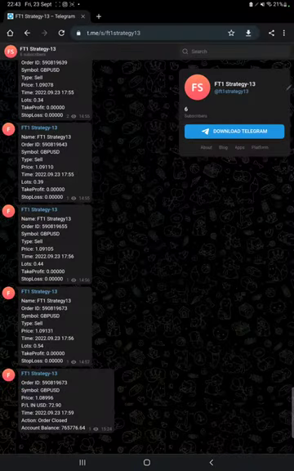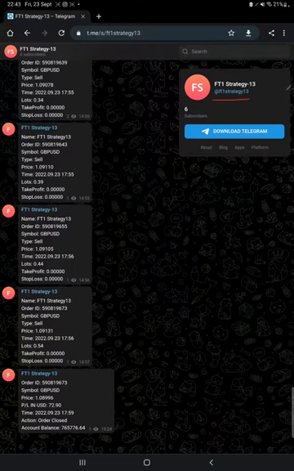The next thing is the MT4 to Telegram. So by following FT1 strategy 13, you can stay updated on each trade that we have taken and verify it with the order ID, at what time we have entered, and how much profit and loss we have booked.